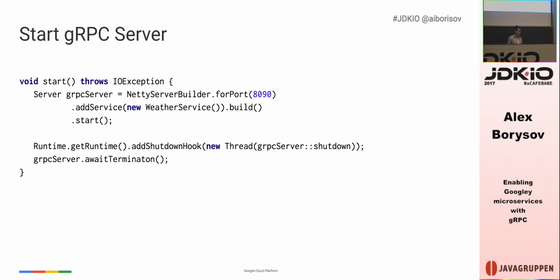Of course, there are many ways to configure a gRPC server. You can add interceptors, you can add service discovery, load balancing, you can configure your thread pools, and so on. But this is the simplest possible standard configuration.